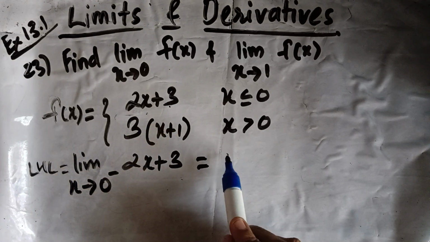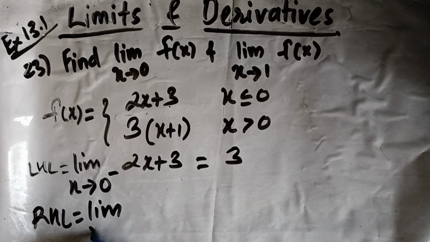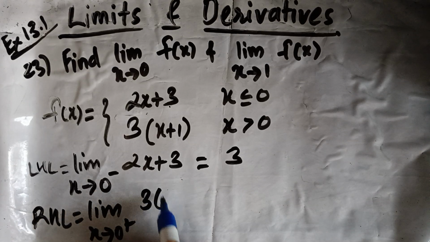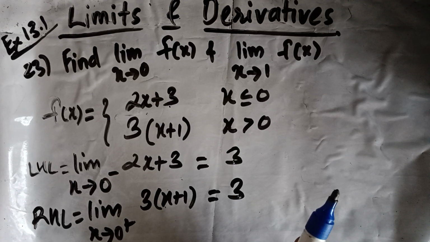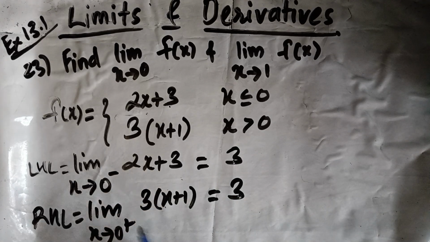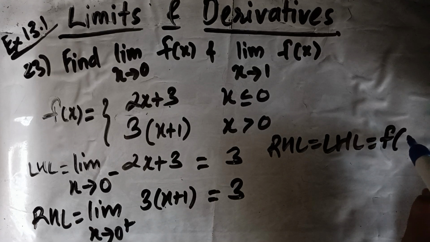So putting x equal to 0, you will get 3. Okay. What about right hand limit as x tends to 0 plus, so here 0, so it will be 3. Okay, right hand limit and left hand limit, both are equal. So we can say that limit as x tends to 0, the value is 3. Okay. Now f of 0, that is 3.